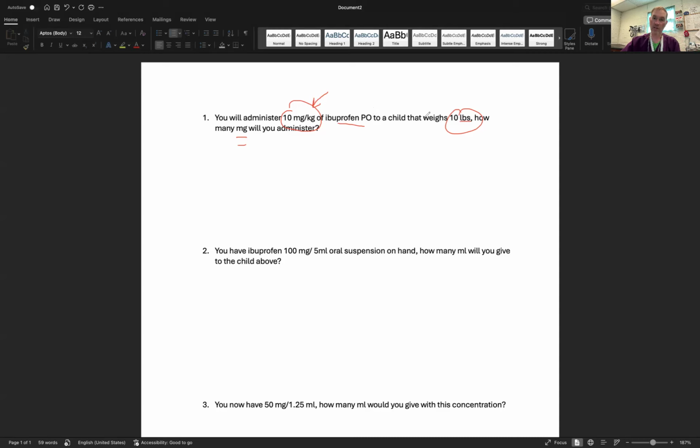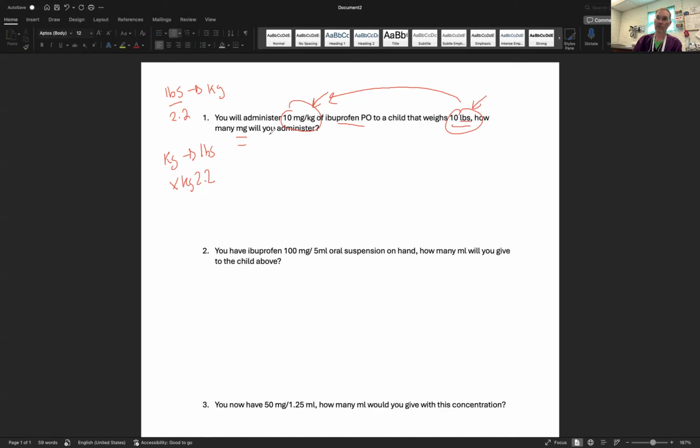The first thing I need to do is we see that the stated weight is in pounds. I need to convert pounds to kilograms. And remember, the basic conversion factor: to convert from pounds to kilograms, you divide by 2.2. You divide pounds by 2.2. And to convert from kilograms to pounds, you multiply kilograms by 2.2. In this case, we're going from pounds to kilograms, so I need to divide 10 by 2.2. Pounds divided by 2.2 equals kilograms.